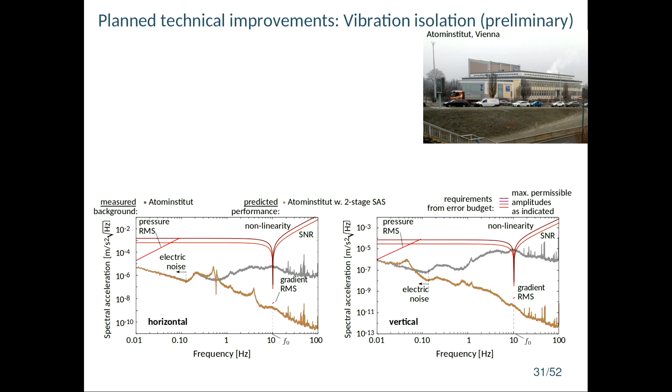And what we can tolerate are these red lines here, and you see here around the resonance frequency of our sensor, this is pretty low, so we would need to decrease the seismic background by 3 orders of magnitude, and for this reason we have developed a two-stage system. But it turns out this is not the only solution.